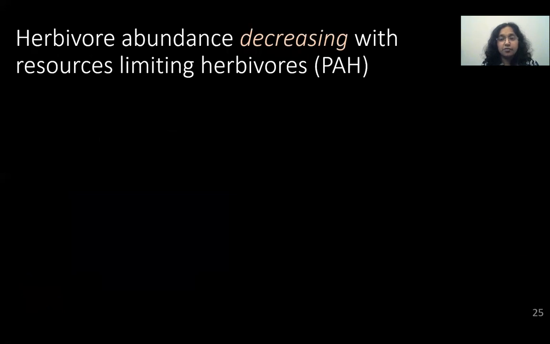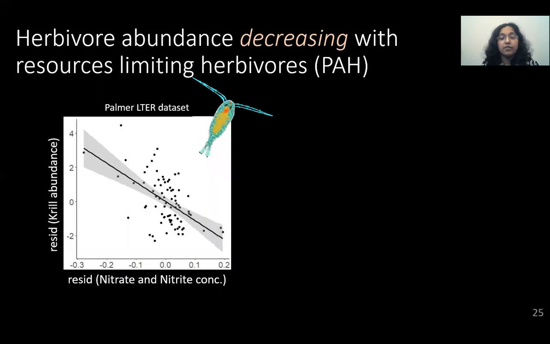Our other counterintuitive prediction was that herbivore abundance should decrease with resources limiting both plant and herbivore growth. We found some evidence for this in a long-term data set from Palmer LTER in the Antarctic. Krill are a group of marine grazers that are thought to be nitrogen limited based on their low N to P excretions. We found that krill abundance decreases with increasing nitrate and nitrite concentration as shown in this figure. The axes show only the residual after the effect of phosphorus and silica have been accounted for.